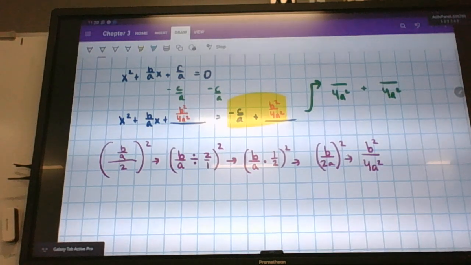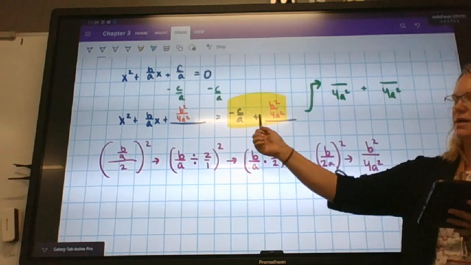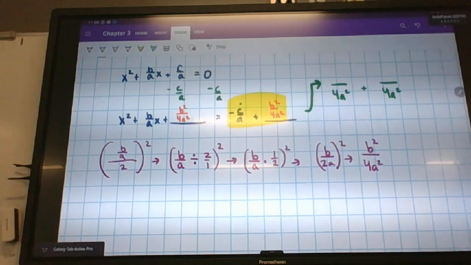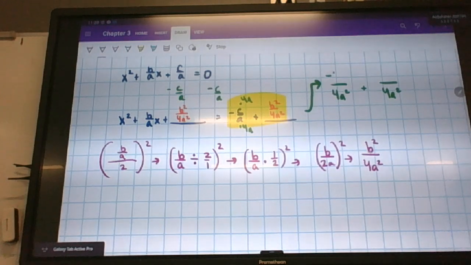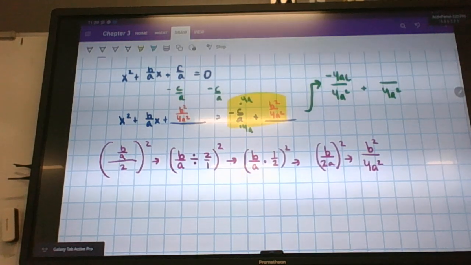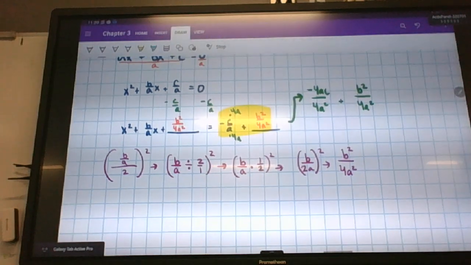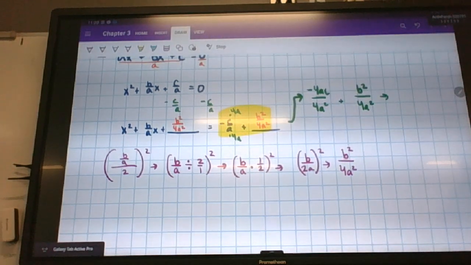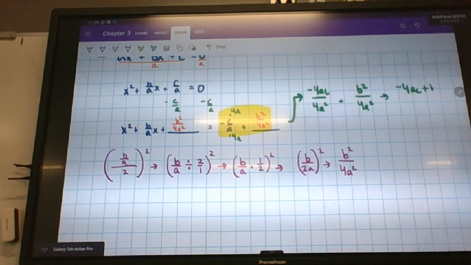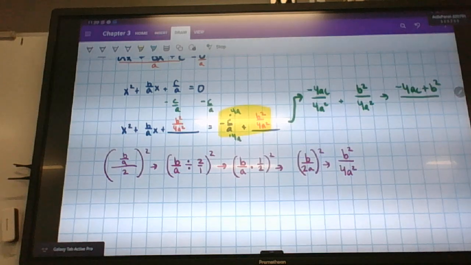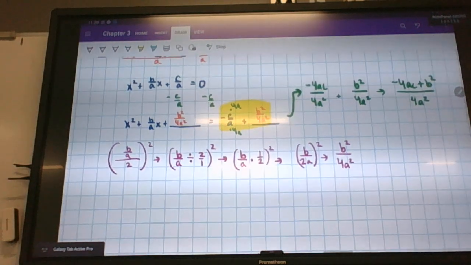So to make this denominator into 4a squared, I'd have to multiply the top and bottom by 4a. So that is now negative 4ac. The b squared remains. So now that I have a common denominator, I can write it out as one fraction. It's negative 4ac plus b squared over 4a squared.